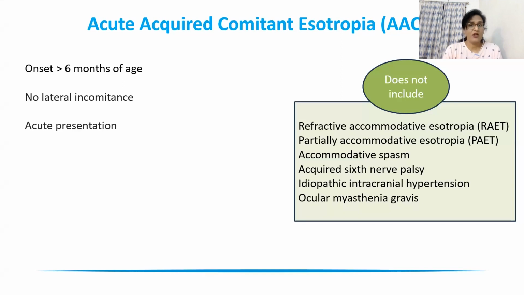It does not involve incomitant types like acquired sixth nerve palsy or raised intracranial pressure or myasthenia gravis. Now, these last three entities may simulate a comitant type unless clearly evaluated. So it is important for us to differentiate this from the comitant type.